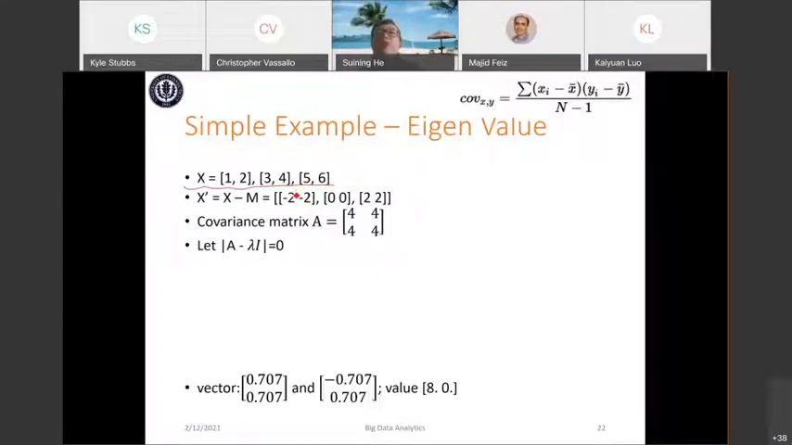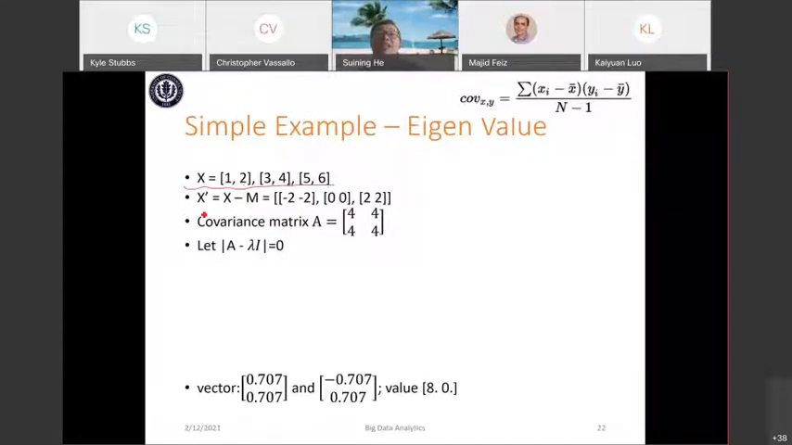First, we calculate the mean of the entire data set. The first dimension values are 1, 3, 5, and therefore the mean is 3. The second dimension is 2, 4, 6, and the mean is 4. For each dimension, we subtract the corresponding mean, and then we calculate over the entire data set.